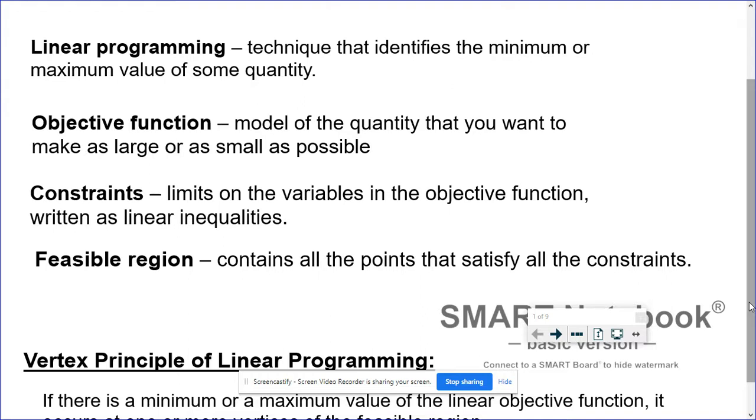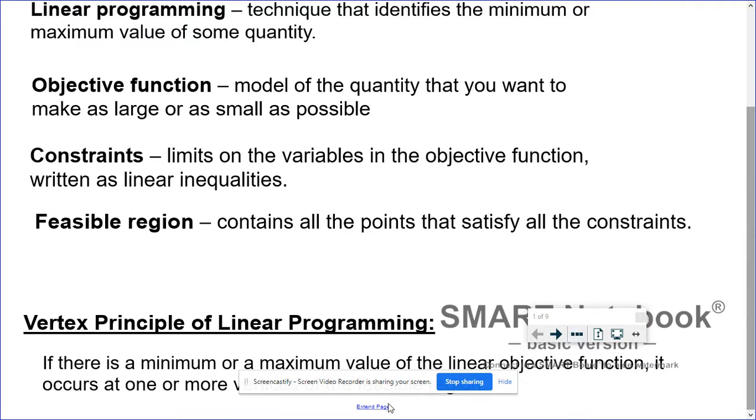The feasible region contains all the points that satisfy all the constraints. So when there's multiple inequalities graphed on the same graph, there's going to be a part of the graph that is shaded by all inequalities at the same time. That's going to be the feasible region.